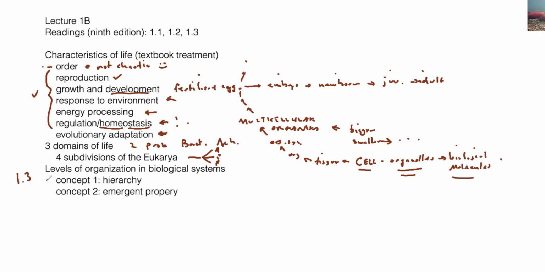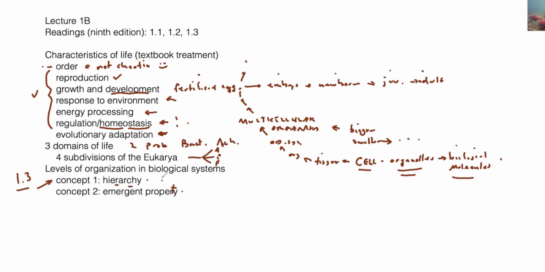What I want to pay attention to here is that we're kind of sneaking in two important concepts, right? One is the hierarchy, and the other one is the emergent property. And both of these things work their way into the title of 1.3 or somewhere along the lines, because it talks about the hierarchy of life, right?